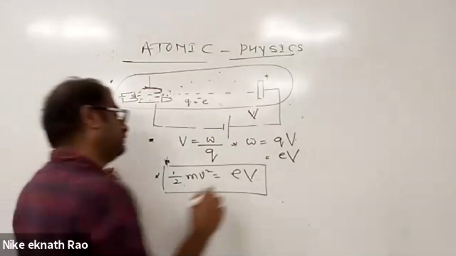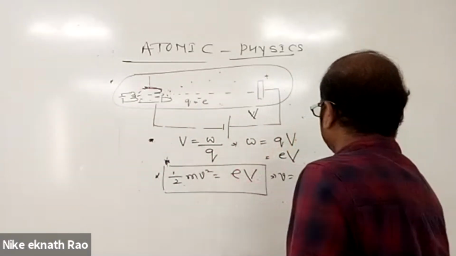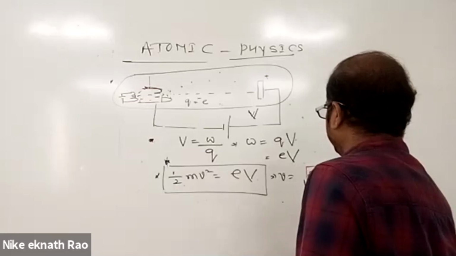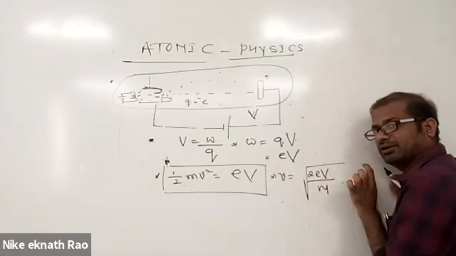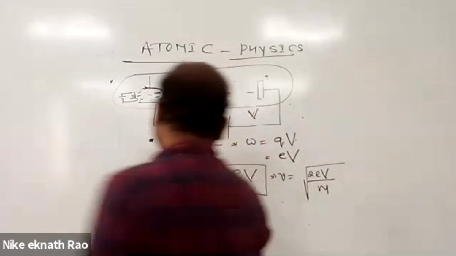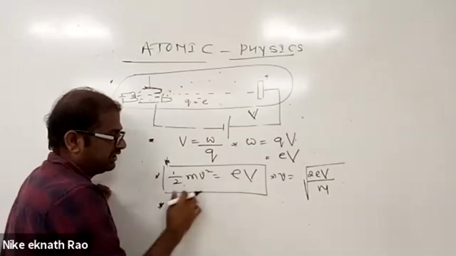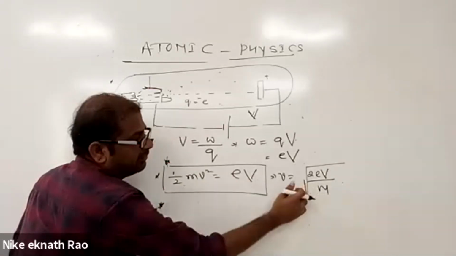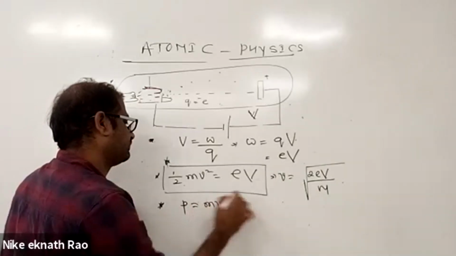So the velocity of the fast moving electron will be root of 2eV by m. This is the velocity of the electron. Kinetic energy is eV. Momentum means what? m into v. So the momentum of the electron will be m into v.